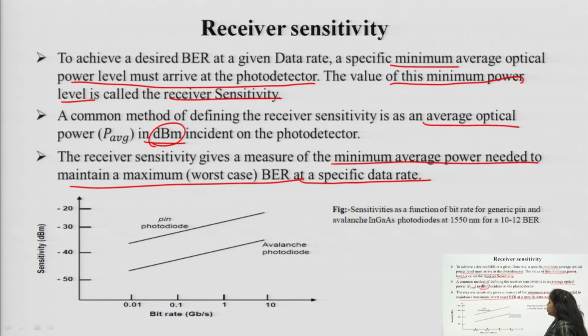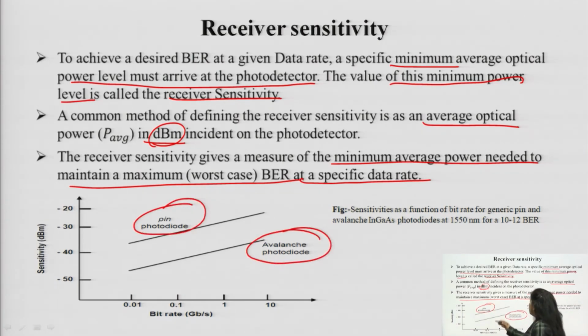Here is the sensitivity of some commonly used photodetectors, that is, the PIN diode and the avalanche photodiode. You can easily see the relationship between the sensitivity and the bit rate, because they go in parallel with each other. Receiver sensitivity gives the measure of minimum average optical power needed to maintain a maximum BER, which is our worst case. So, just look at this graph, which gives the relationship between the sensitivity and the bit error rate for the two commonly used photodetectors.